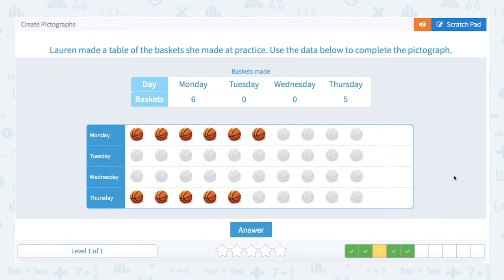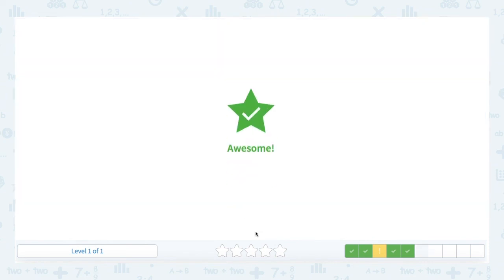And Monday and Thursday were very similar to each other, which suggests to us it's not just that she got lucky one of the days. So there was definitely something happening here with Lauren, we can assume, that caused her basket making to take on the trend that we see here in this pictograph. And let's go ahead and we'll check that. And that one was correct.